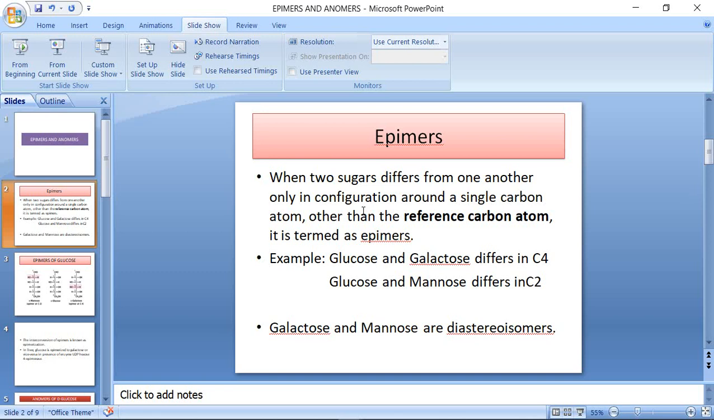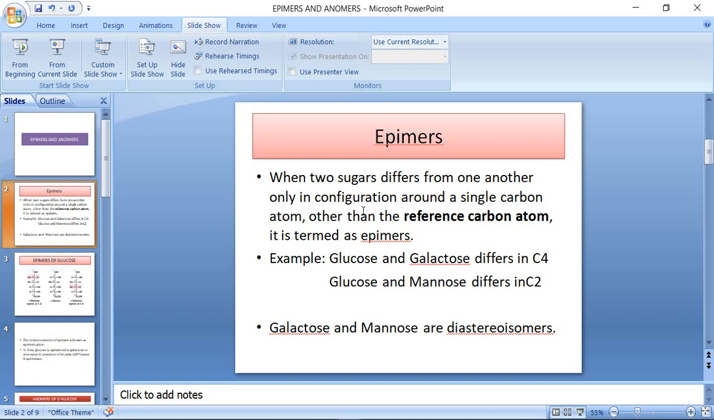Whereas if you consider hexose like glucose and fructose, it will have 6 carbon atoms. So for 6 carbon atoms, the 5th carbon atom will be considered as the reference carbon atom. So when two sugars which differ from one another in configuration around a single carbon atom other than the reference carbon atom is called as epimer.